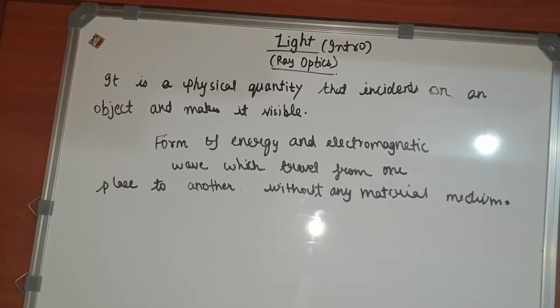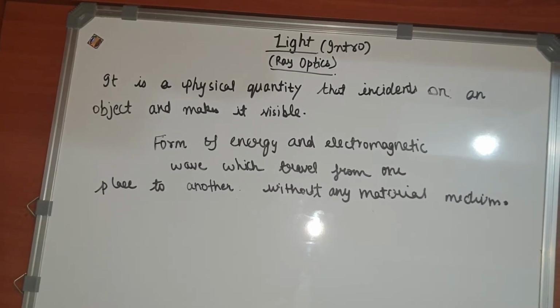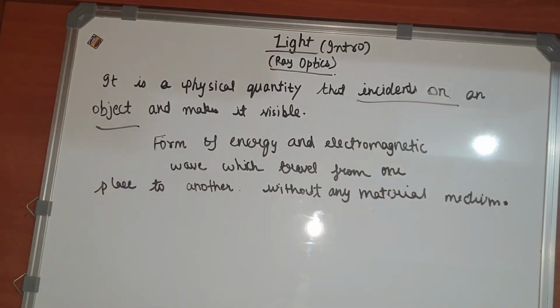Hello everyone, in this video I am going to explain the chapter light. I am going to give you a basic introduction about light. The very first question that comes to our mind when we open the chapter light is: what is light? It is a physical quantity that is incident on an object and makes it visible.